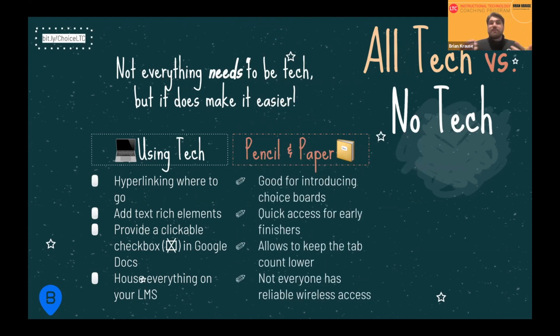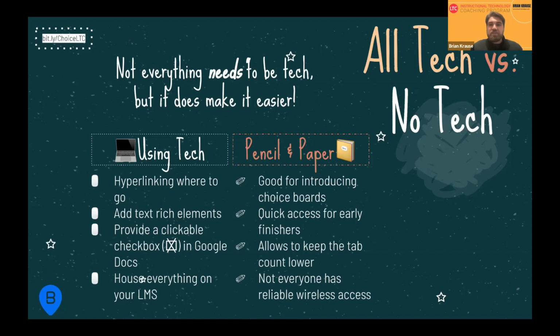Using a pencil and paper, it's good for introducing. It doesn't allow for students to get lost in the technology and allows them to just focus on the learning. It can be a quick kind of thing. I know some people that use choice boards, they have them kind of in the front of their room where they can go pull it out real quick and say, here's your menu of options. It allows you to keep the tab count lower.